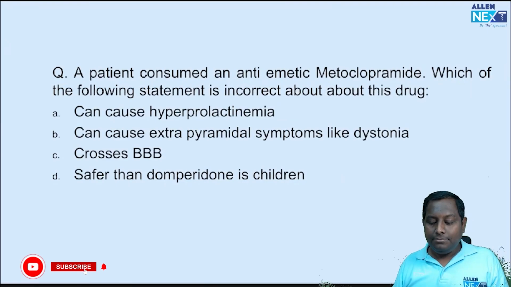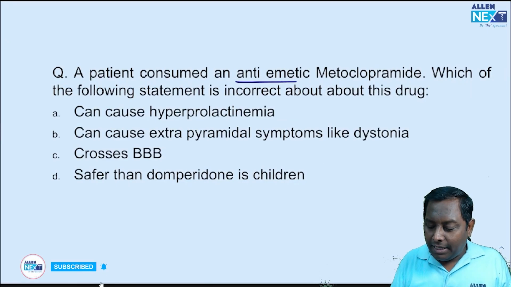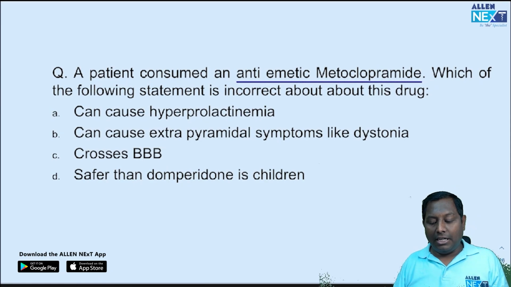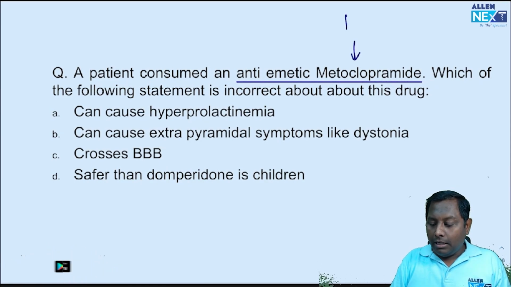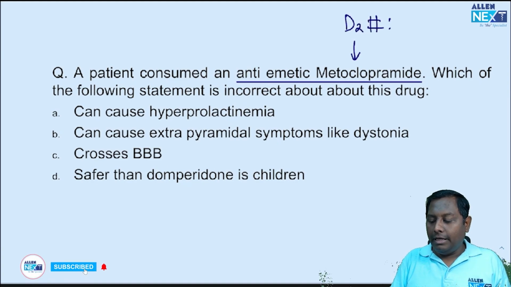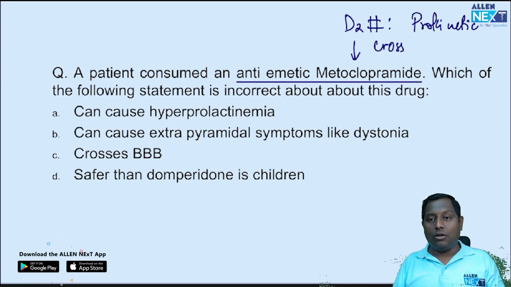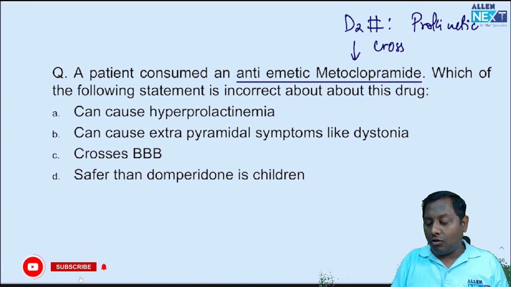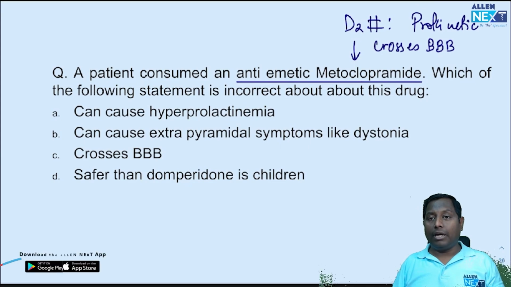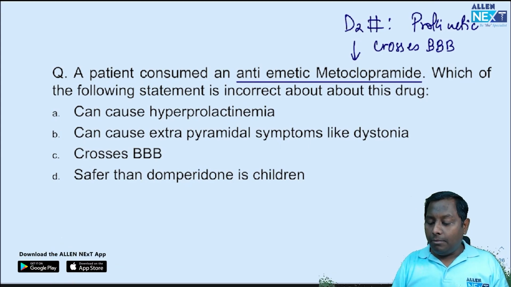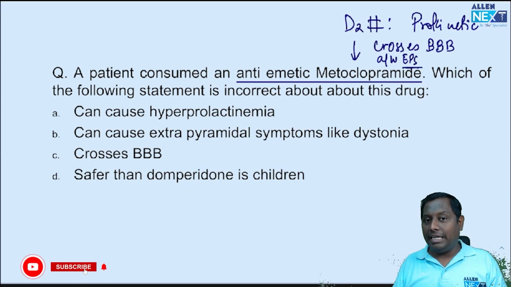Next, a patient consumed an anti-emetic agent, metoclopramide. Which of the following statements is incorrect about this drug? Now metoclopramide is what? It's a D2 blocker. It's a prokinetic, similar to domperidone, but domperidone does not cross the blood-brain barrier. This actually crosses the blood-brain barrier. Because it crosses the blood-brain barrier, it can cause D2 blockade in the CNS as well, and it will be associated with extrapyramidal symptoms. That is not a very commonly used prokinetic agent.